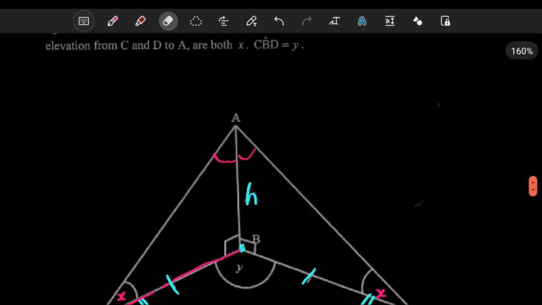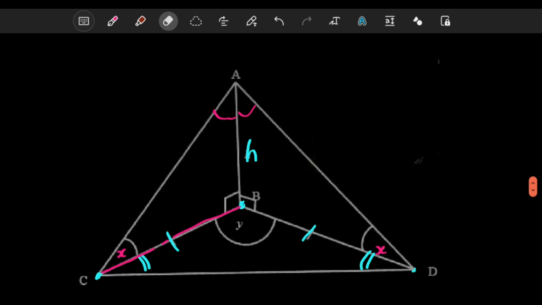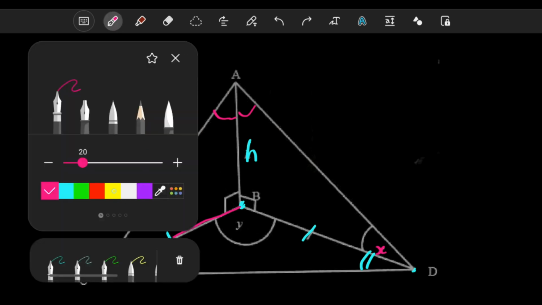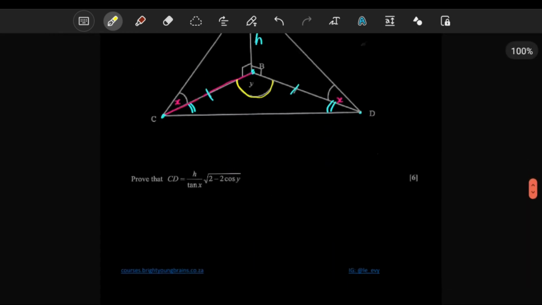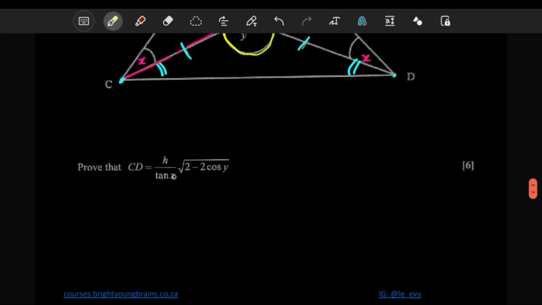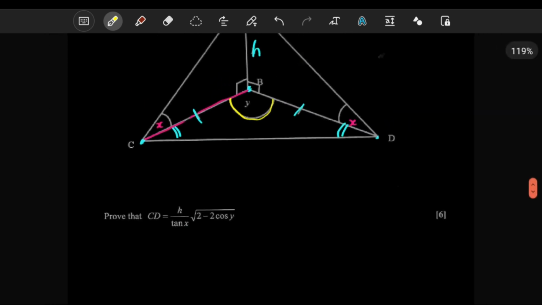Okay, they told us that CBD is Y. So let's give it another color because why not, right? Anyways, for 6 marks, they said the following. Prove that CD is equal to this expression.